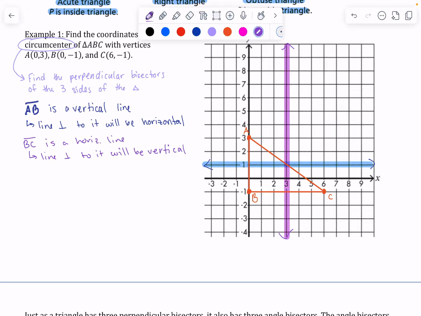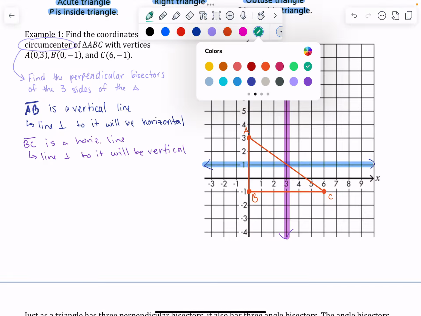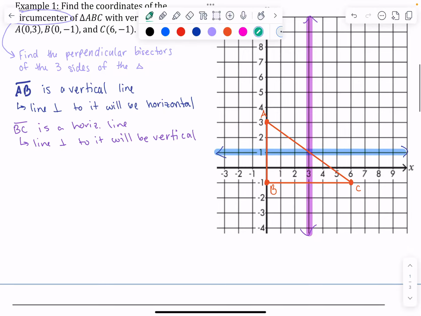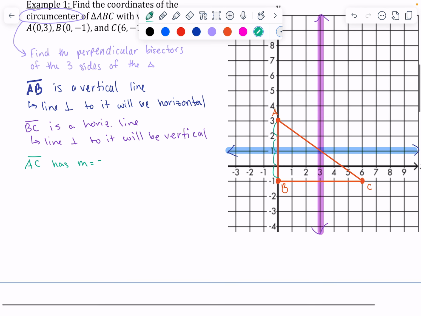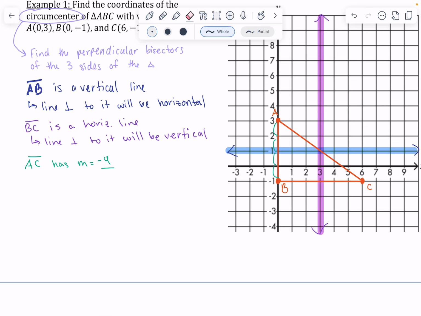All right, now the last one is a little bit harder, but not too bad. If we want a line perpendicular to segment AC, since it's neither horizontal nor vertical, I have to find out what the slope is. So segment AC has a slope of, let's see, we're going down 1, 2, 3, 4. And we are going to run 1, 2, 3, 4, 5, 6.